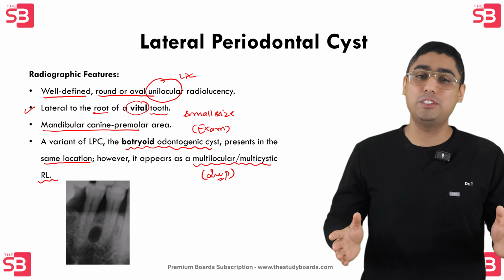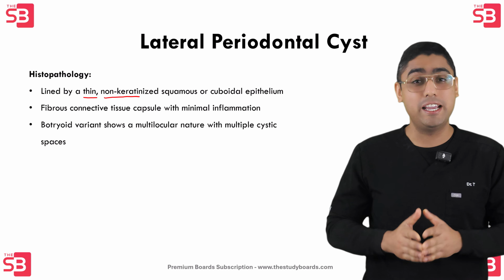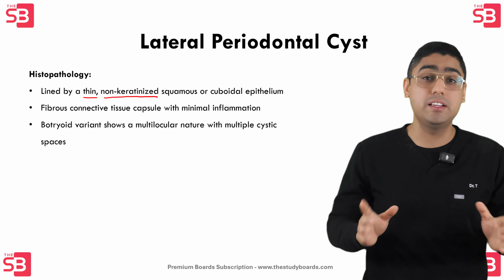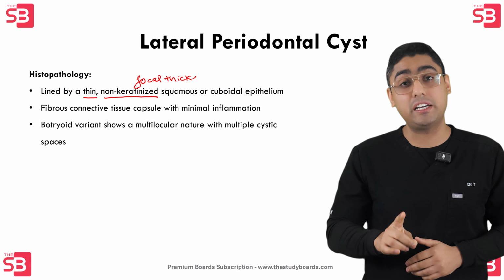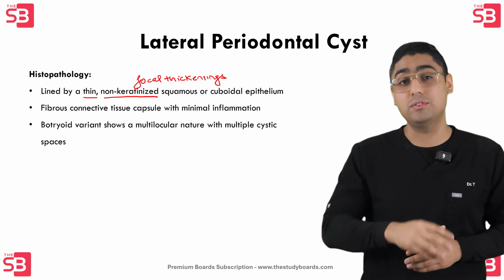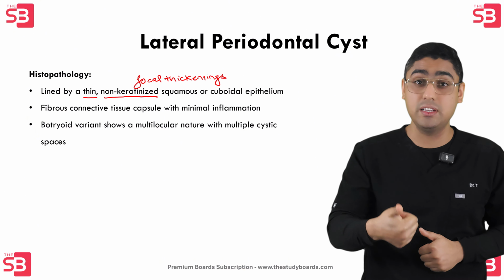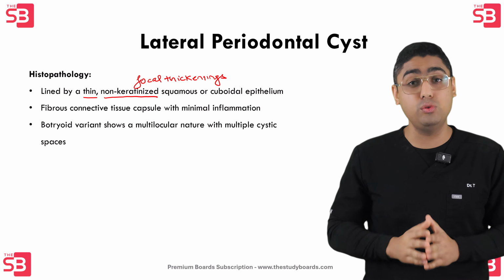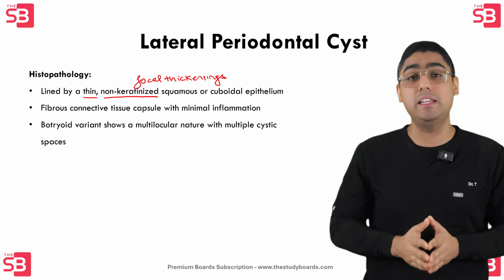Now the histopathology of LPC reveals a thin, non-keratinized epithelium, and within this lining we can see focal thickenings which contain clear glycogen-rich cells. Now for your exam perspective, you can safely pick LPC if you're coming across 3 clues. First one is going to be location, which is mandibular premolar canine region. Second one is going to be your cyst associated with a vital tooth. And the third one will be the presence of focal thickenings in the epithelial lining.